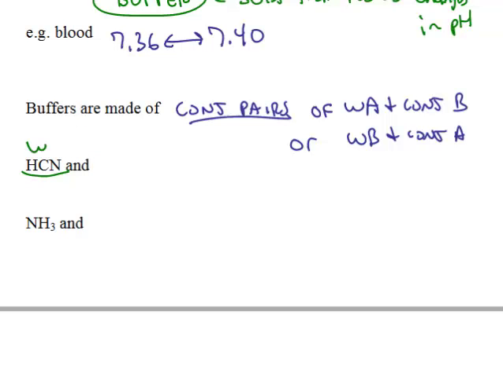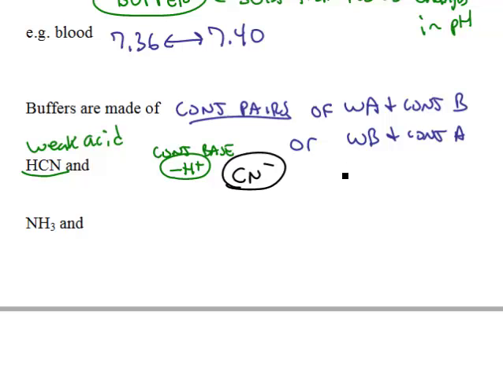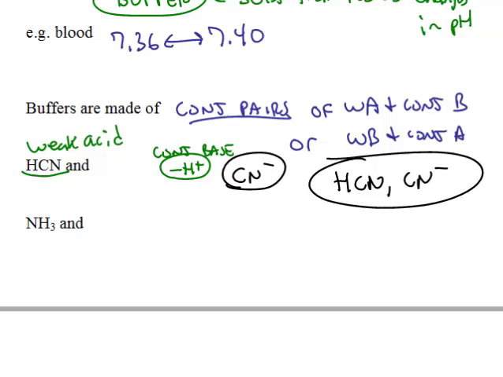HCN, hydrocyanic acid, that is a weak acid. If you wanted to make a buffer, you would need to add its conjugate base. And the way you find the conjugate base is by subtracting an H+. Remember, a conjugate pair is made up of two chemicals that differ by one H+, and the acid always has one extra H+. So the conjugate base, HCN minus an H+, will give you CN-. So you would have a buffer if you had HCN and CN- in the same solution.